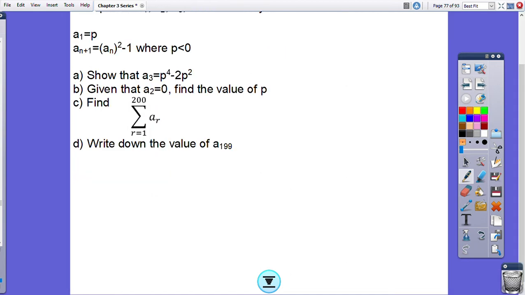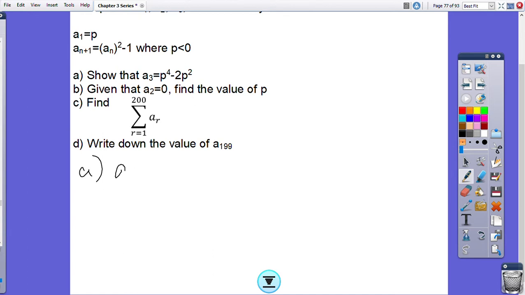So in this example, we've got our first term is p, and the next term is generated by squaring the previous term and taking away 1. So in part a, they want us to work out what a3 is equal to. Here we've used a instead of u. That's not a problem, everything's fine with that, but we've got a little bit of work to do in each part of these questions to work it all out. So let's get cracking with part a.